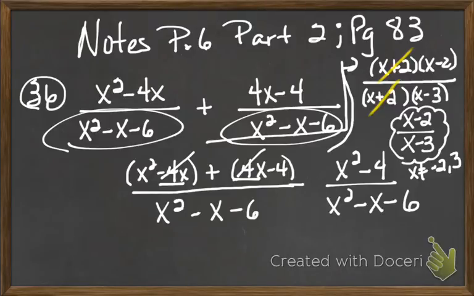Alright, so we're going to do a few that already have common denominators, and then I'll show you how to find denominators. Alright, 38.